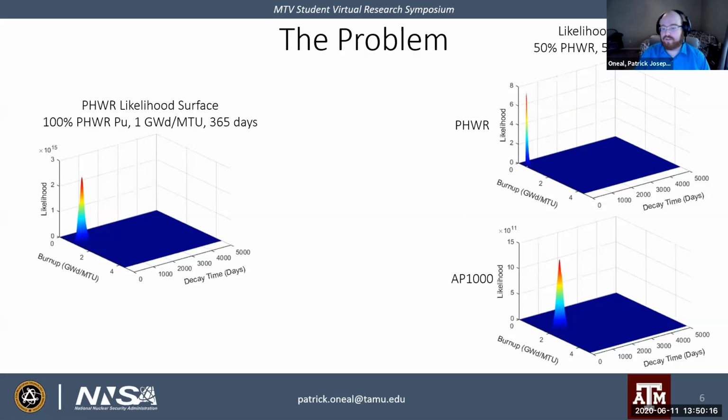And as you can see, it doesn't quite predict both of them at 50%. It over predicts the AP1000 at a likelihood of 10 to the 11th versus a likelihood of almost 8. And it also does not accurately predict the time since irradiation or the burnup, with the methodology predicting a burnup of 0 in the PHWR and no time since irradiation, and over predicting the burnup and the decay time for the AP1000.